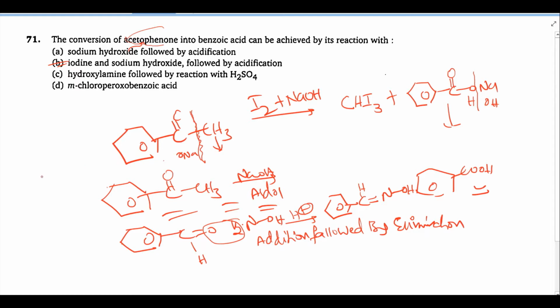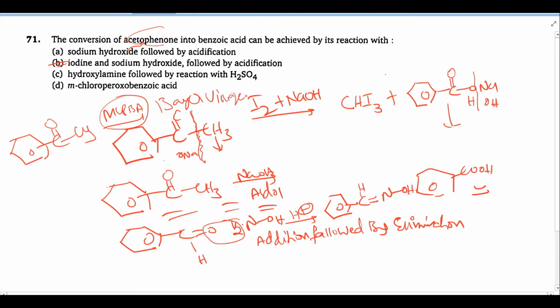Next, metachloroperbenzoic acid. Suppose you take acetophenone with MCPBA, metachloroperbenzoic acid. What reaction is this? Baeyer-Villiger oxidation. Understood? But you are going to get an ester here. Not benzoic acid. For what conversion are you going to get benzoic acid? With the help of option B. Okay, this is question number 71.